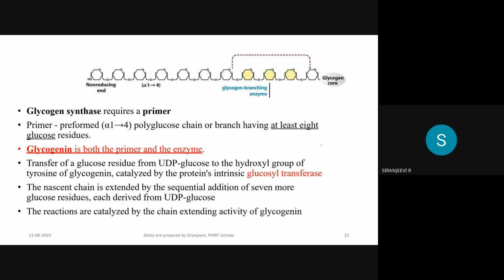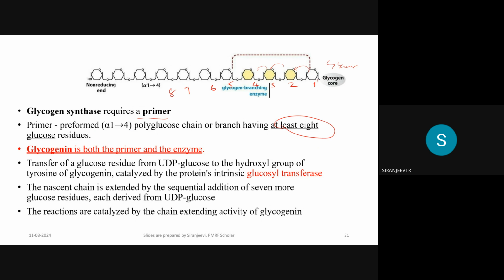First, we have the glycogen core molecule. This I have already talked about, which is glycogenin. And then there are more molecules of glucose. As I already told, glycogen synthase requires a primer, and the primer is a preformed alpha 1,4 polyglucose chain or branch having at least 8 glucose residues. Here you see 1, 2, 3, 4, 5, 6, 7, 8. So these are considered as the glycogen core.